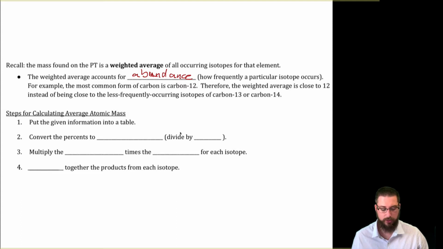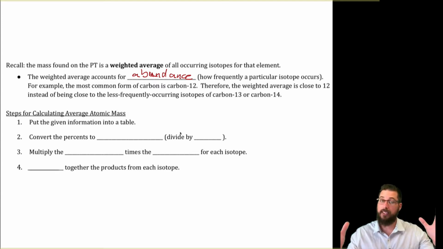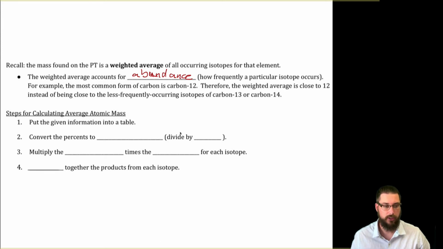For example, the most common form of carbon is carbon-12, and therefore the weighted average is going to be closer to 12. And so what we're going to do is we're going to talk about how we can actually calculate this weighted average if we're given the different percent abundance. The first thing we want to do is we want to put the given information into a table. And what I will say is I will always provide you a table to put that information in. Then what you want to do is you want to convert the percentage to decimal.